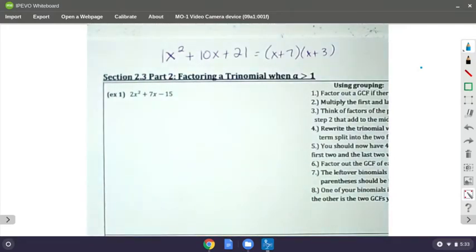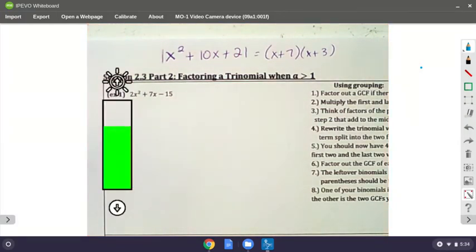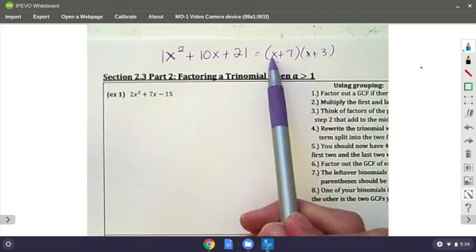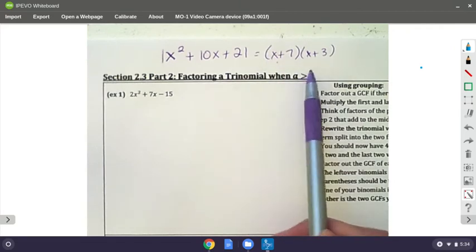And so now we're going to learn how to do this when your leading coefficient is something that's bigger than 1. So it's not 1. It's like 2 or 3 or 4 or whatever. And so it's a different process. So you don't do this when A is bigger than 1.